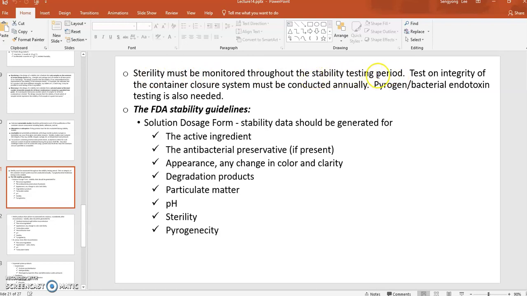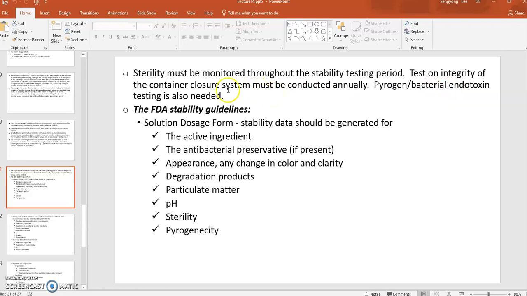So stability determines your shelf life, right? During the shelf life, your drug should be remaining sterile. That's what it means. Okay, there's no contamination happening. So, tests on the integrity of the container closure system must be conducted annually to make sure that your drug is still sterile. And pyrogen, bacterial endotoxin testing is also needed.